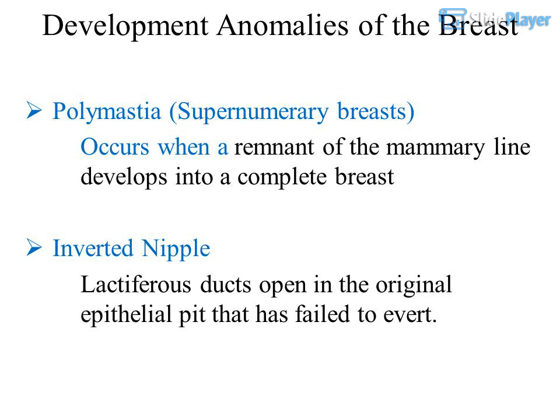Polymastia, supernumerary breasts: occurs when a remnant of the mammary line develops into a complete breast. Inverted nipple: lactiferous ducts open in the original epithelial pit that has failed to evert.